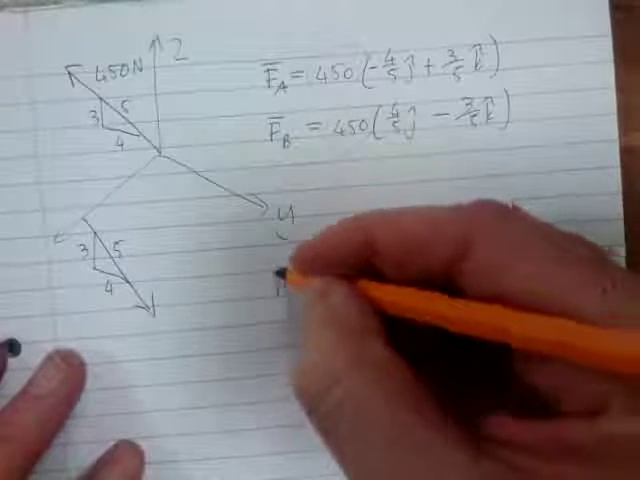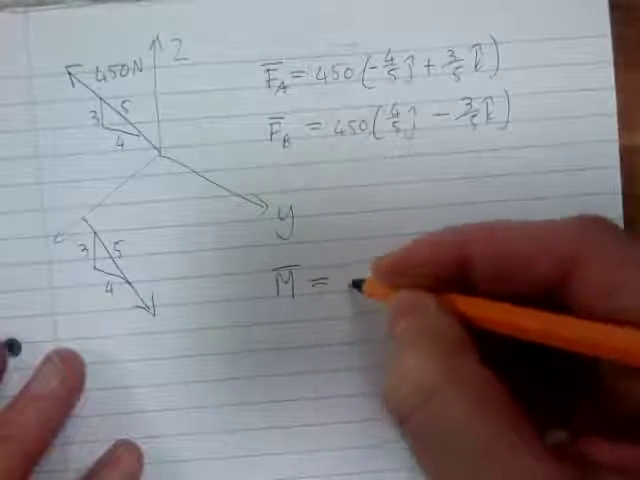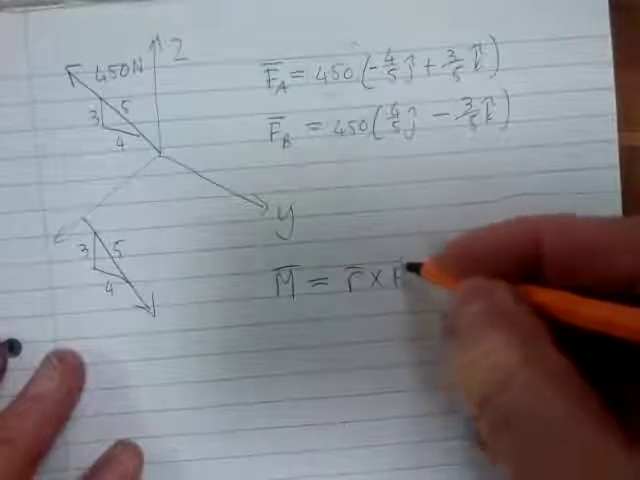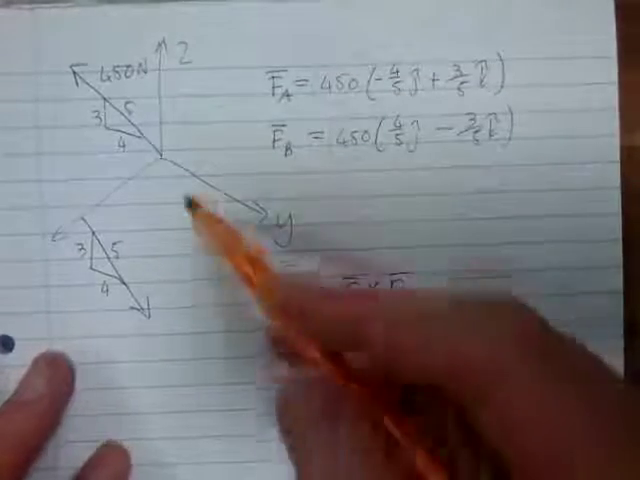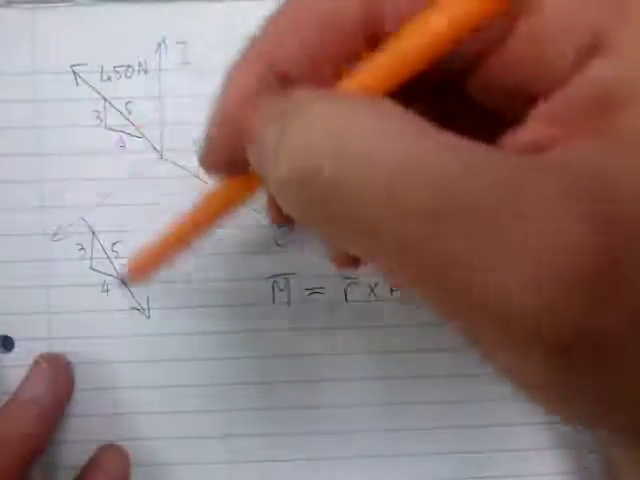Now remember, how do we calculate the resultant couple moment? It's simply R cross F. All we need to do is take moments about one of the points along the line of action of the force.